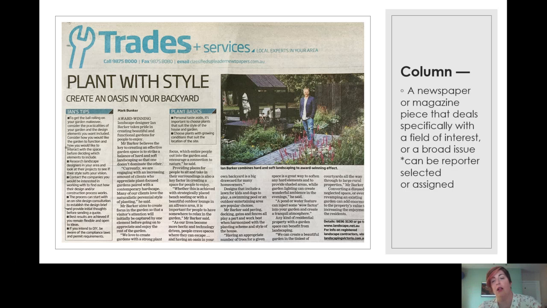So first you have a column. That's a newspaper or magazine piece that deals specifically with a field of interest or a broad issue. And that can be something that the reporter chooses or is assigned depending on the newspaper. So your example here is a column about gardening. So they give you information about different plants. They tell you when to plant your plants, depending on your environment, which plants are the best ones. So columns are usually on a topic or a trend. It could be about cars. It could be about cooking. It could be about art. So it is information, details about a specific topic or trend.